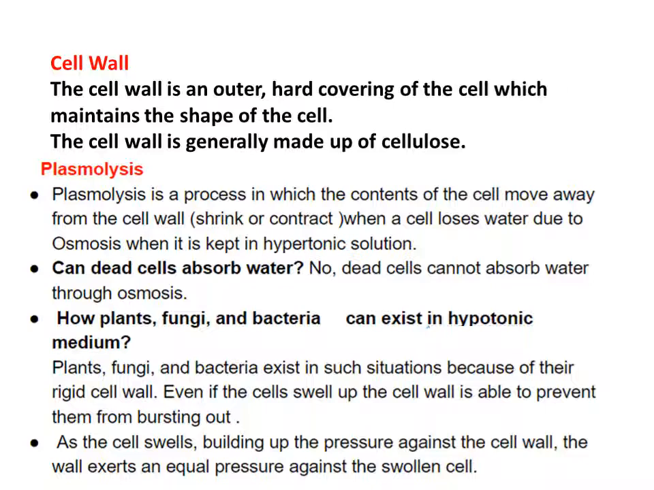Now, after going through all these activities and getting a glimpse of all of them, let's start with the next topic, cell wall. Now, dear students, you all know that the cell wall is an outer hard covering of the cell which maintains the shape of the cell. It is generally made up of cellulose in plant cells.